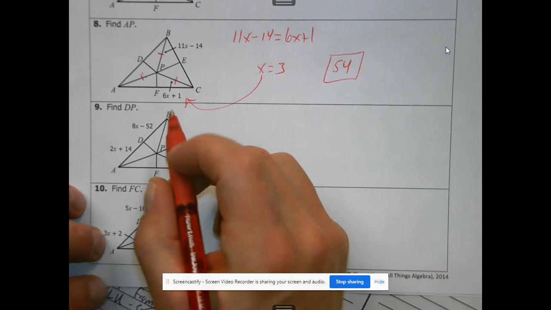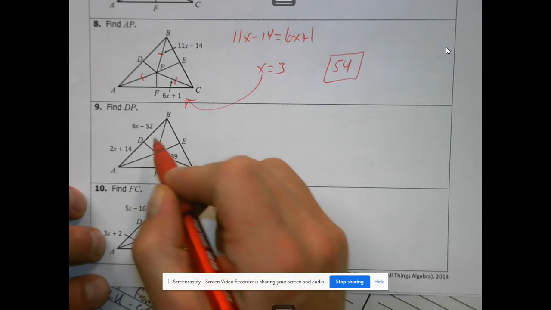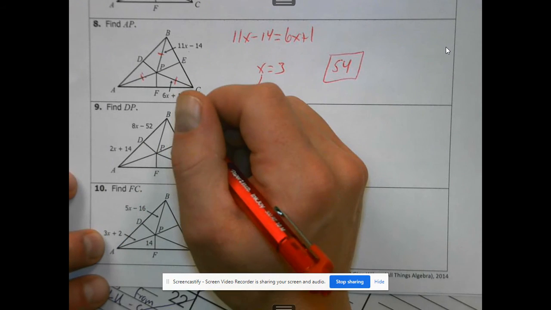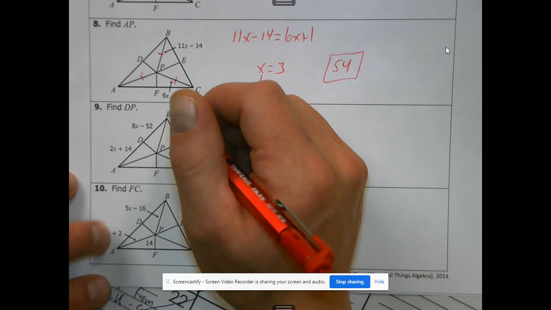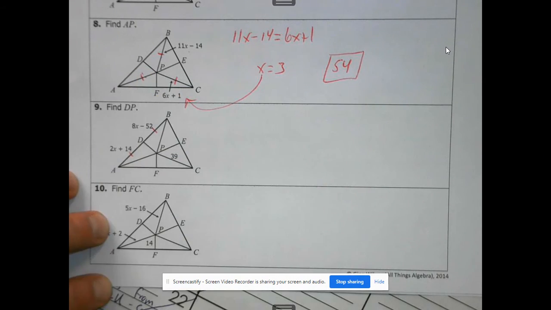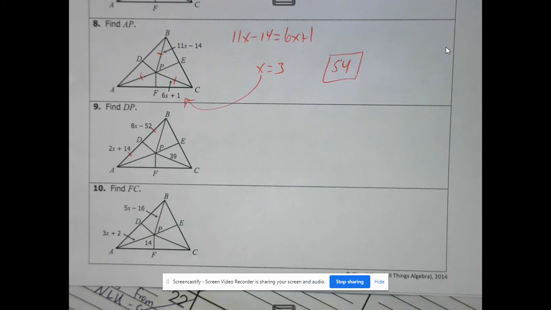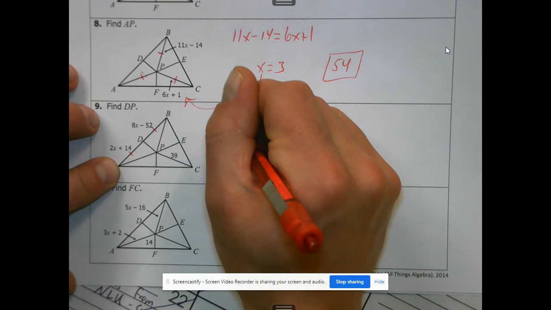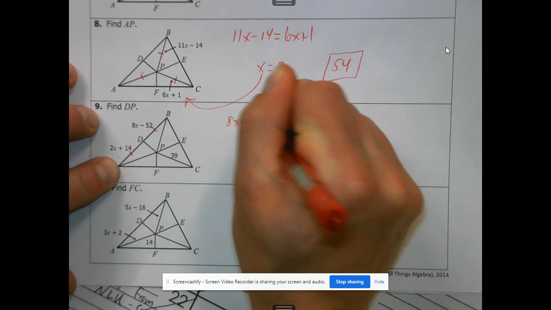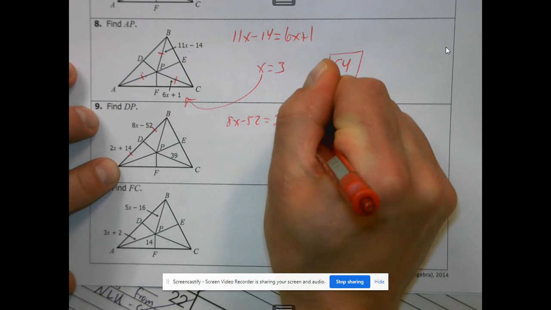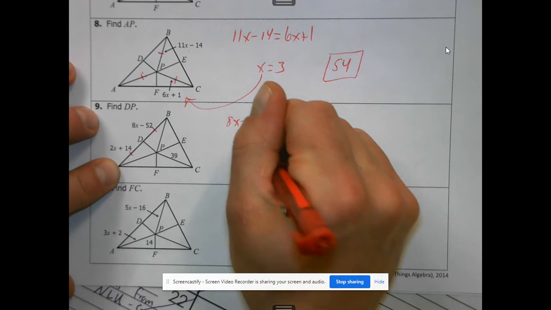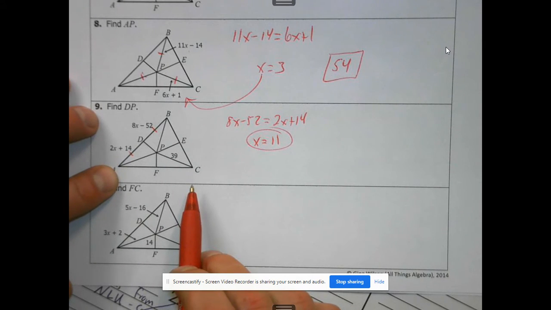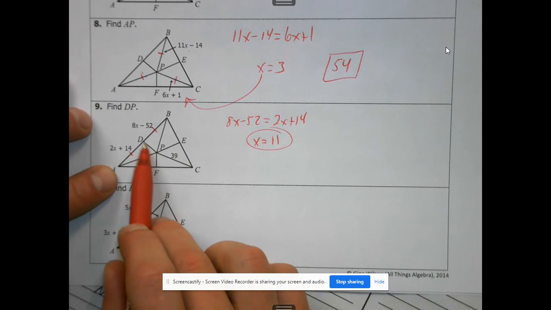Number 9, find D to P. So we got to find this piece right here. All right, let's see here. I know those two pieces are congruent. So first thing I got to do is solve for X. So set up 8x minus 52 equals 2x plus 14. Solve it. X comes out to be 11. But my job is to find DP, this piece right here.